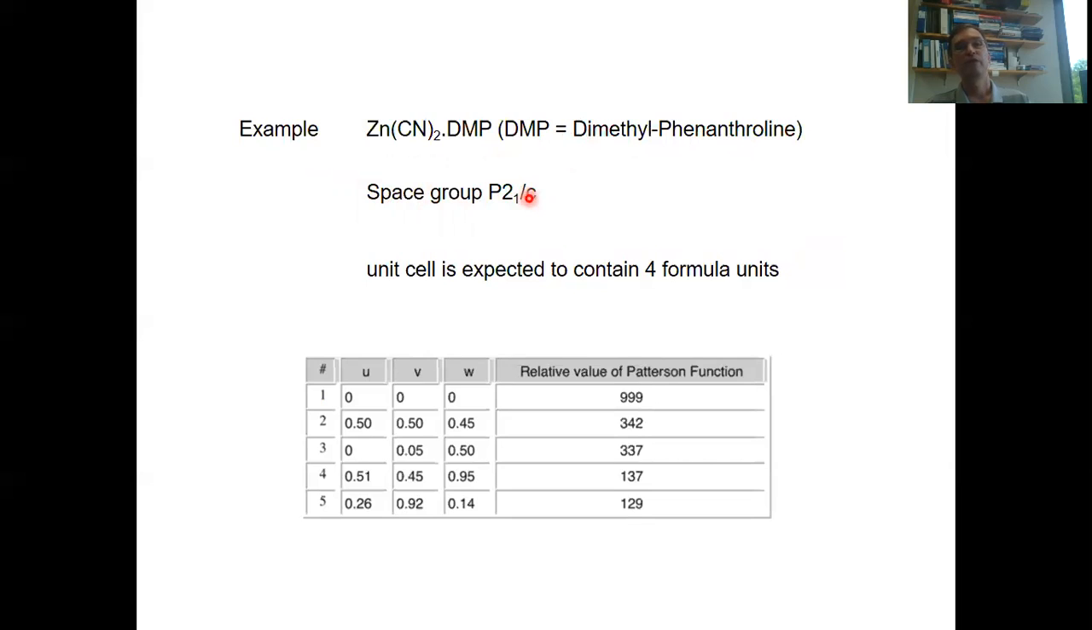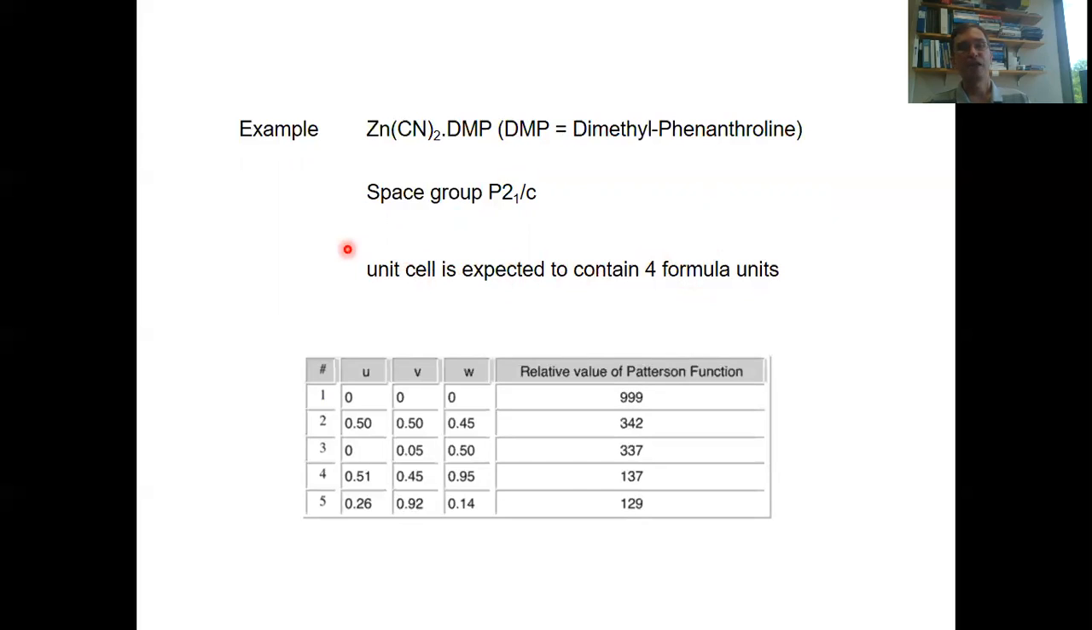Okay. We can determine the space group from the unit cell plus the systematic absences that give us information about the glide planes, in this case c, and the screw axes, which in this case is a 2-1 screw axis. All right. We expect that we have 4 formula units within our unit cell because of density arguments.